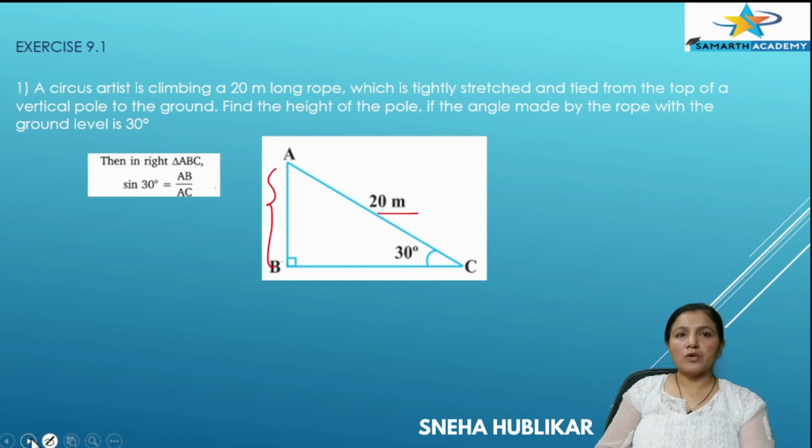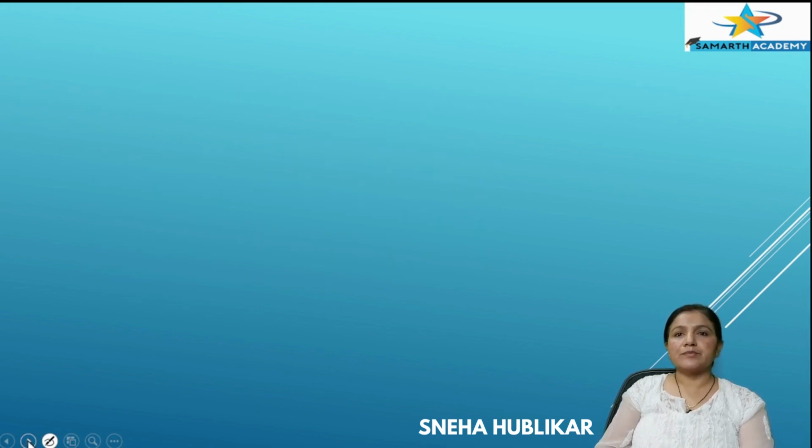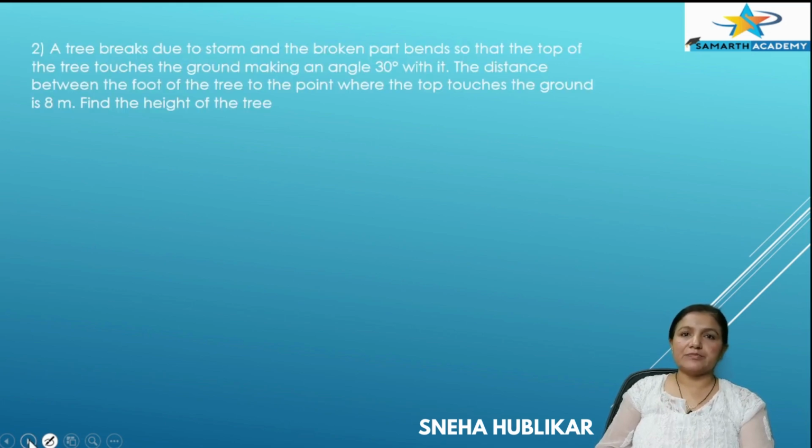So first of all, we have to write what is given. Here given is AC is equal to 20 meter and the angle ACB is 30 degrees, which is the angle of elevation. Here why did we choose sine? See, he is asking AB, which is the opposite side with respect to 30 degrees, and the hypotenuse is given, which is 20 meters. And the trigonometric ratio that relates the opposite side and hypotenuse is sine. So we are using sine. Sine 30 is AB by AC, that is 1 by 2 is equal to H by 20, and hence H is equal to 10 meters. The pole length is 10 meters.